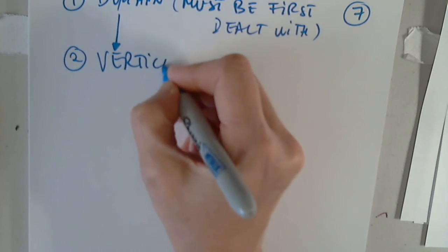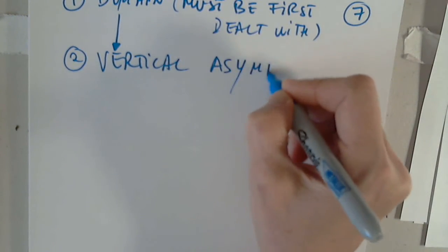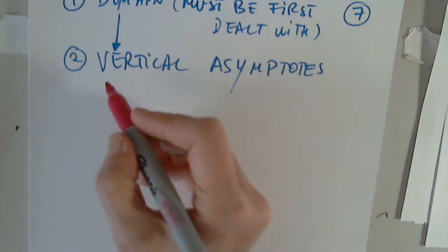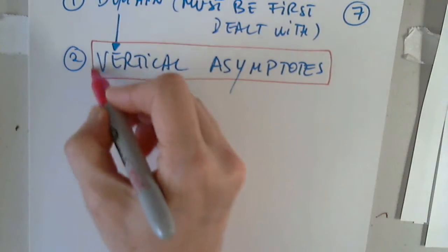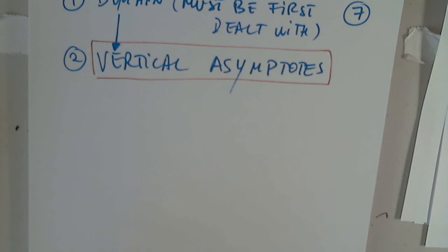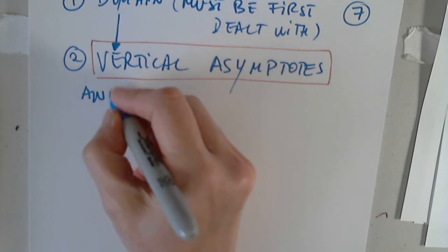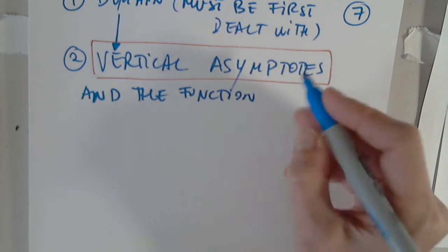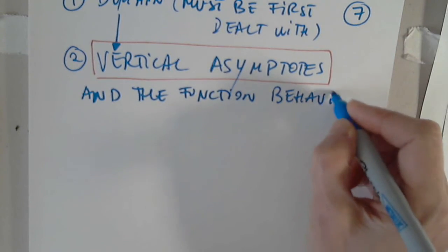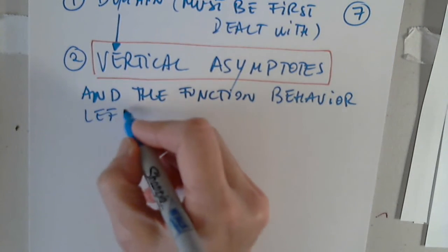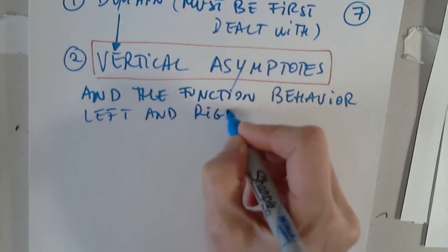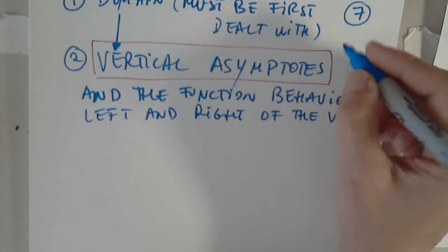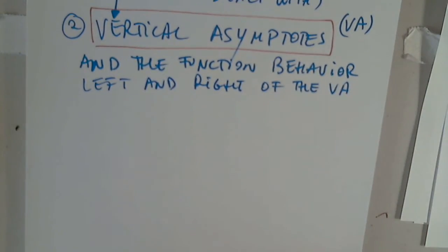Vertical asymptotes. We don't know what this is. I'll explain. So this is the first new one. I'm going to box it in because it's new. And I will continue, the function behavior, left and right, of the VAs. I'm going to abbreviate vertical asymptotes by VA, or vertical asymptote.